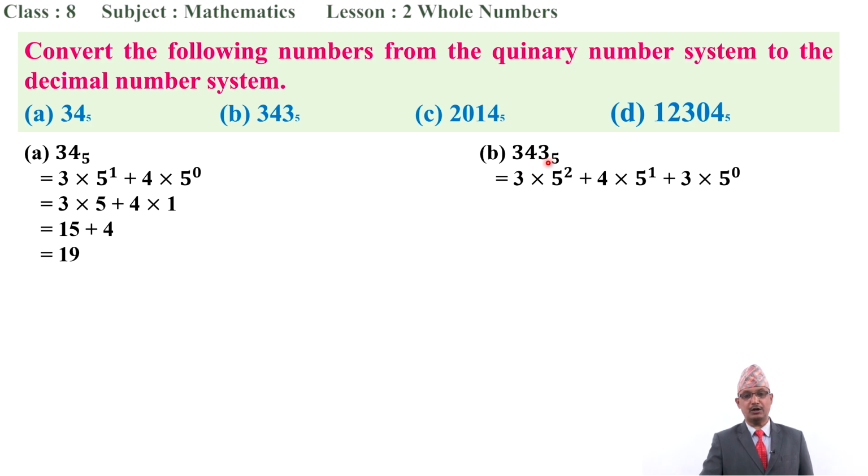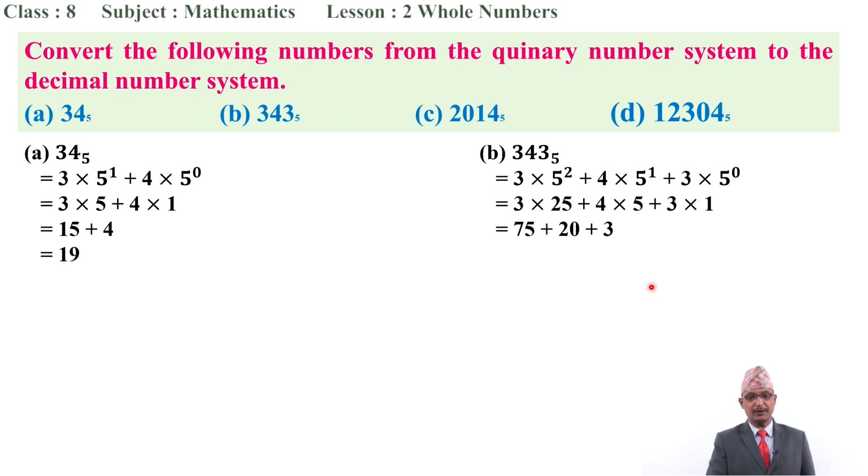and after this 3 how many digits are here? 2 digits, 4 and 3, so 5 to the power 2 plus 4 times, and after this 4 how many digits are here? 1, so 5 to the power 1 plus 3 times, and after this 3 there is no digit, so we write 5 to the power 0. We know that 5 square is 25, so 3 times 25 plus 4 times 5 to the power 1 means 5 plus 3 times 5 to the power 0 means 1. 3 times 25 is 75, whereas 4 times 5 is 20 plus 3 times 1 is 3.